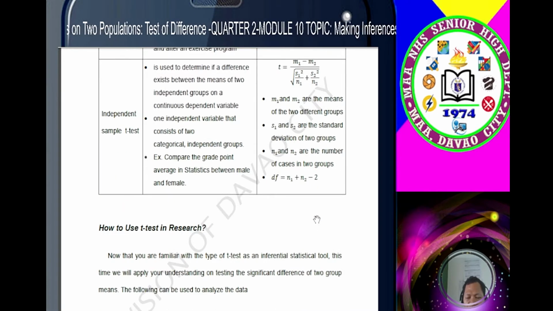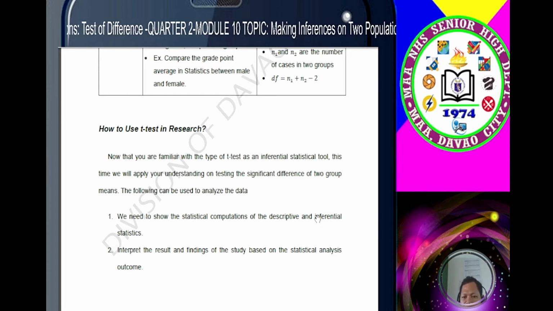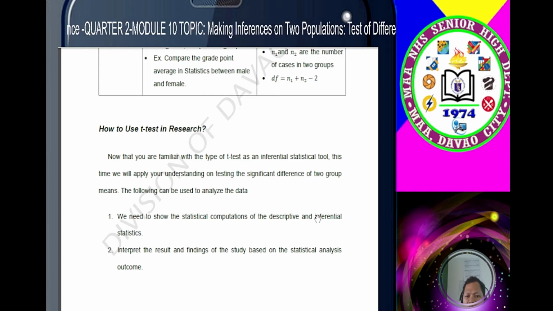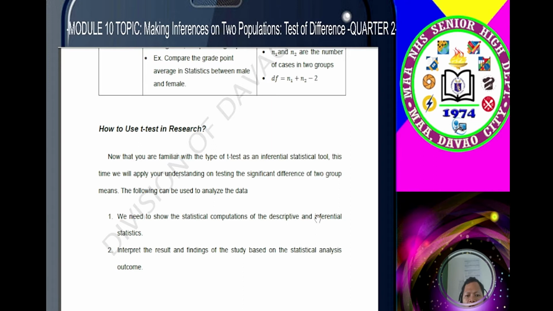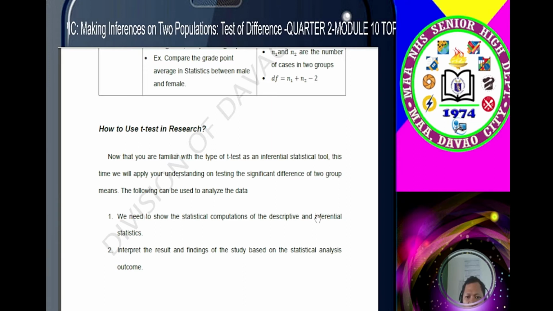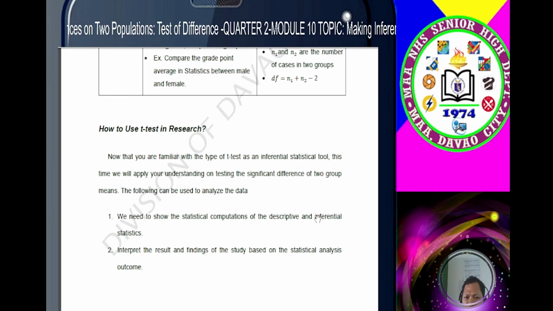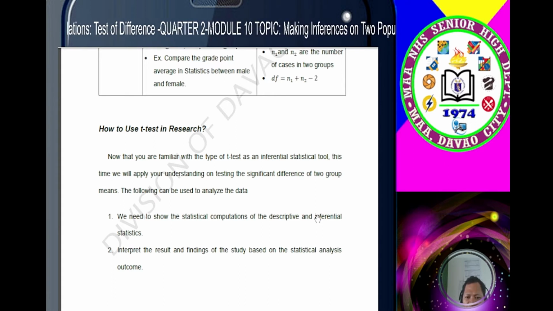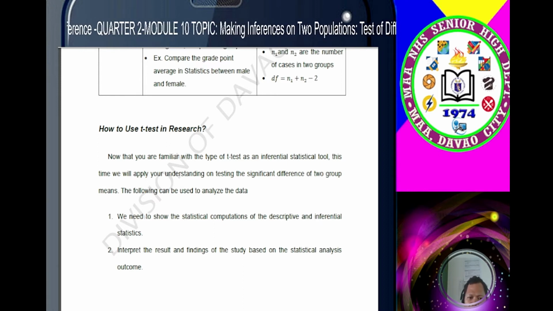Okay, so how to use the t-test in research. Now that you are familiar with the types of t-test as differential statistical tools, this time we will apply your understanding to testing the significant difference between two group means. Okay, so the following can be used to analyze the data. Number one, we need to show the statistical computation of the descriptive and inferential statistics. Number two, interpret the results and findings of a study based on the statistical analysis outcome.